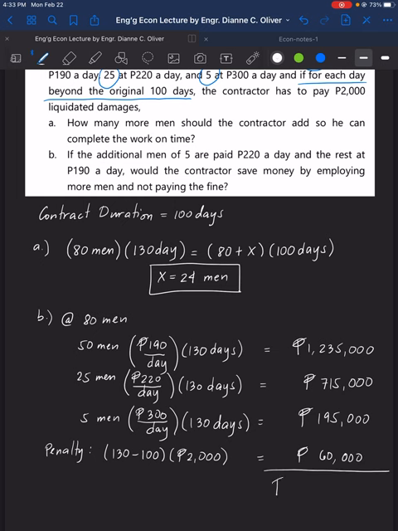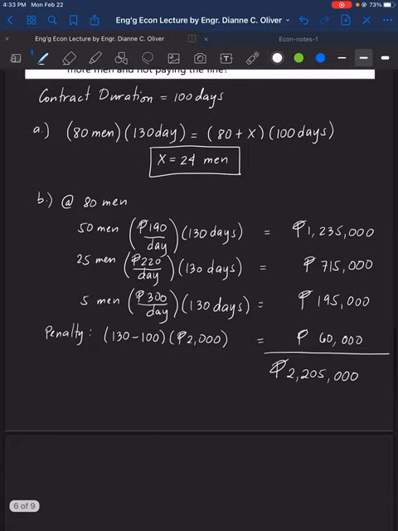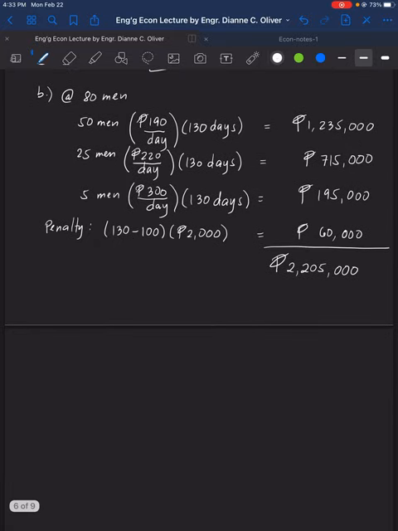So that is for total of 2,205,000 pesos. So that's for the total for 80 men. Now how about if he hires additional men? So at 80 plus 24 men, that is 104 men.